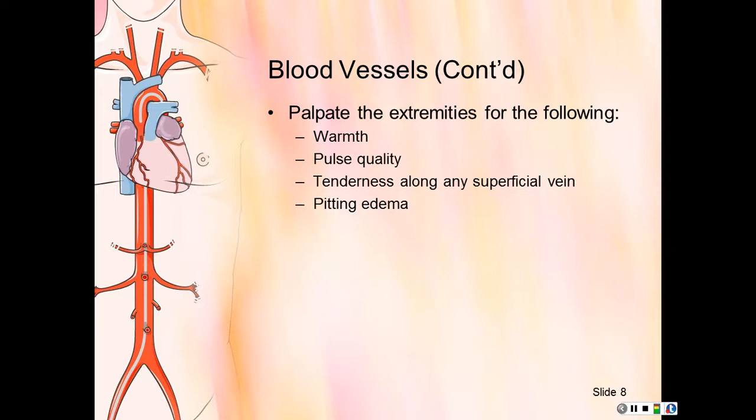You want to look at the pulse quality. That is 1+ to 4+. And however many millimeters you press down, 1+ would be 2 millimeters down, 2+, 4 millimeters down. It's always double. 3+ is 6 millimeters down, 4+ is 8 millimeters down. That's what you're looking for, to see how far you have to press for the pitting edema.